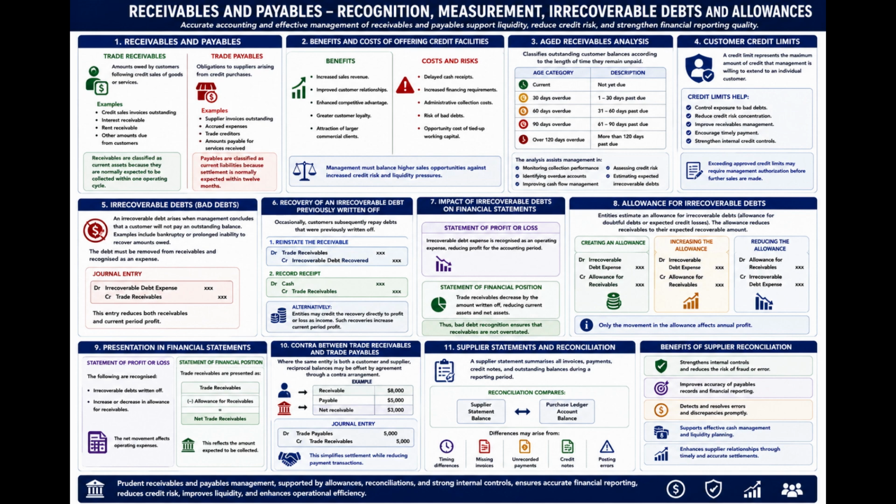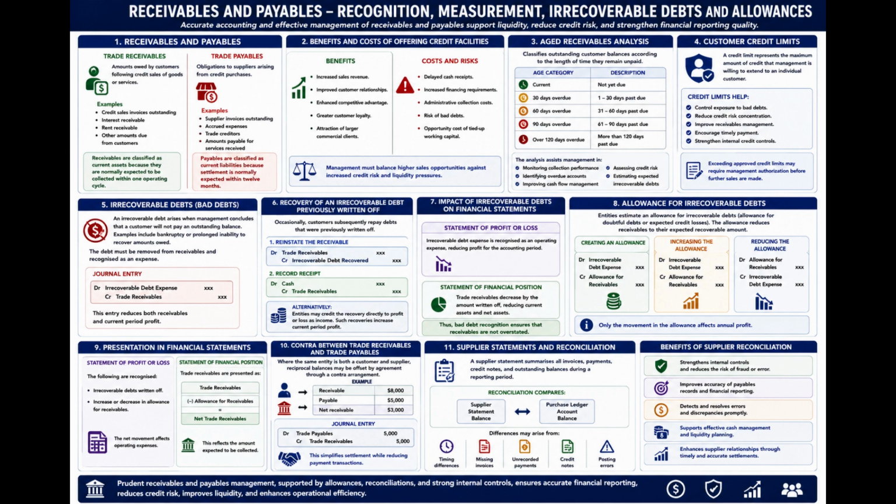5. Irrecoverable debts, bad debts. An irrecoverable debt arises when management concludes that a customer will not pay an outstanding balance. Examples include bankruptcy or prolonged inability to recover amounts owed. The debt must be removed from receivables and recognized as an expense. Journal entry: Dr. Irrecoverable debt expense, Cr. Trade receivables. This entry reduces both receivables and current period profit.